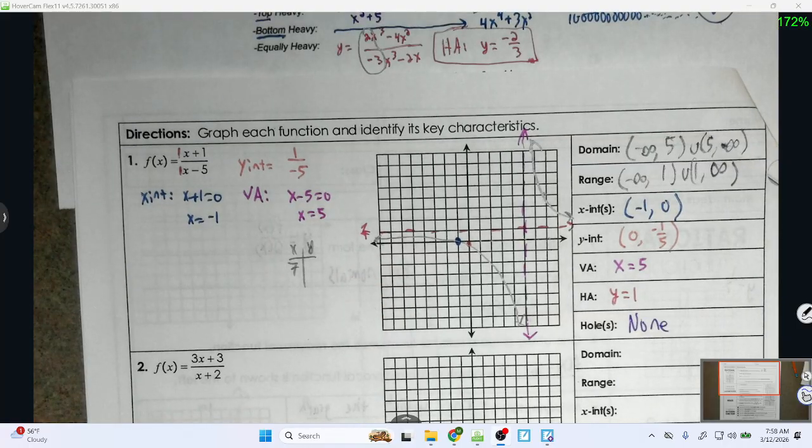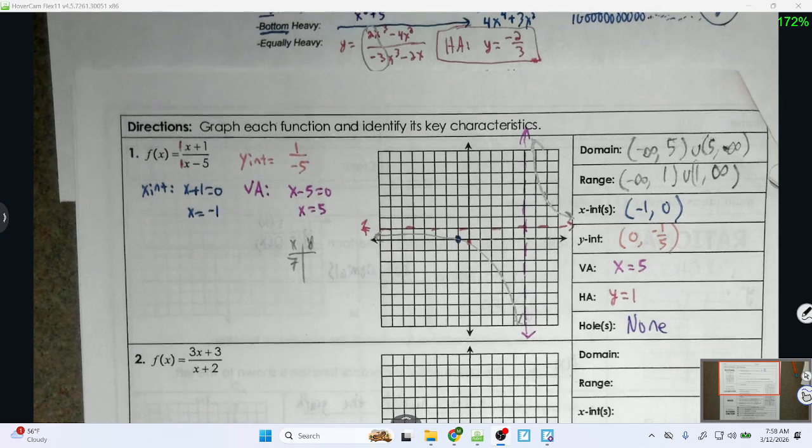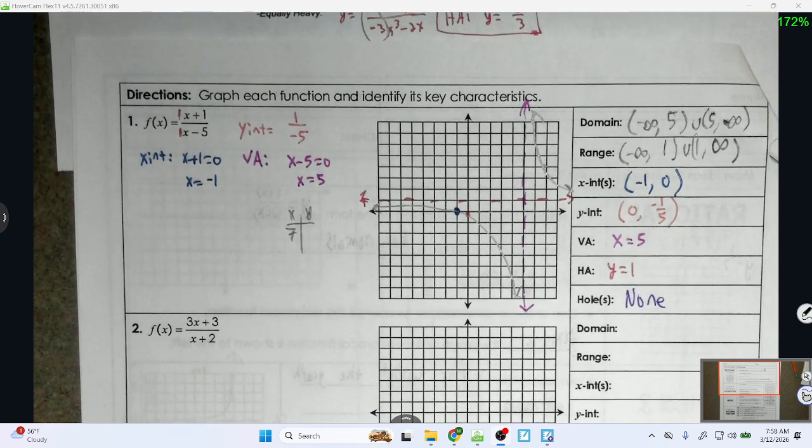And that is an example of a rational function. So that's an example of a rational function which didn't have a hole. That's the only thing it didn't have. Other than that, it had most everything. It's a pretty good example.